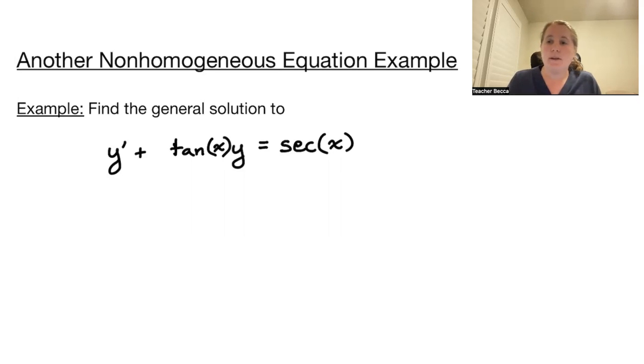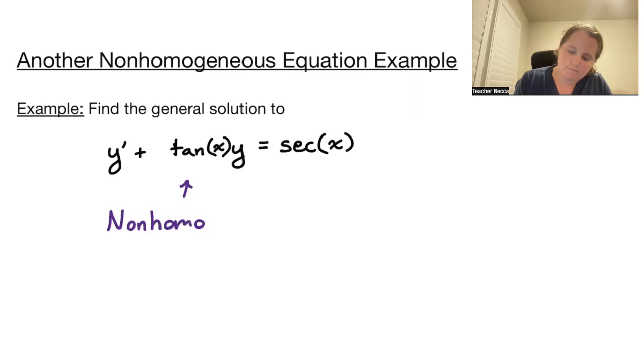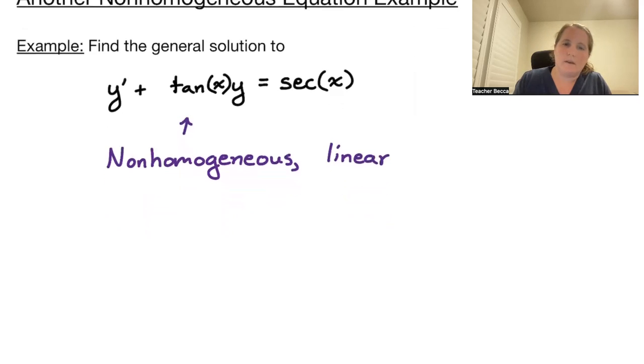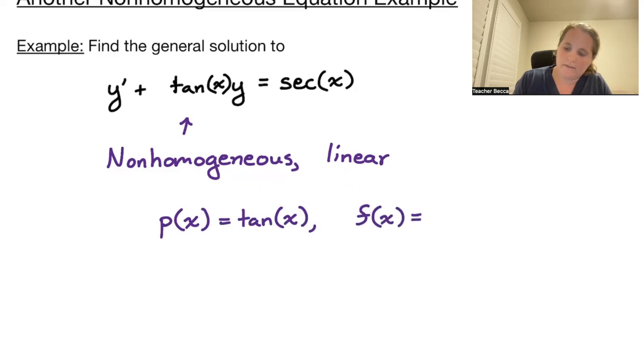Welcome to another non-homogeneous equation example. In this example, our job is to find the general solution to y prime plus tangent of x times y is equal to secant of x. So this is non-homogeneous and linear. We have P of x is tangent of x, and f of x is secant of x.